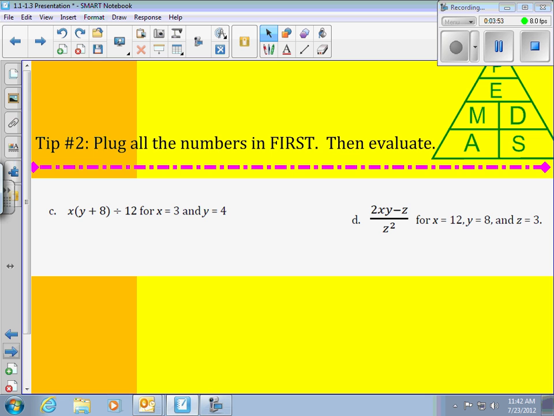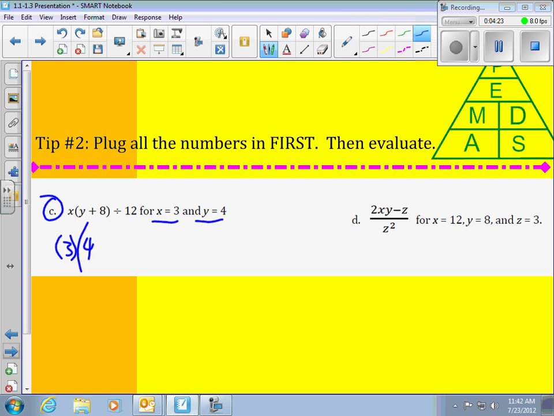Plugging in numbers first and then evaluating. It's kind of like we just did before. You're going to use your PEMDAS again, but first you got to plug your numbers in. We'll do C right now. Find out what X and Y are over here. X is 3 and Y is 4. Plugging those in and then evaluating. So X is 3. Whenever I plug a variable in, I put it in parentheses to kind of keep the multiplication intact.